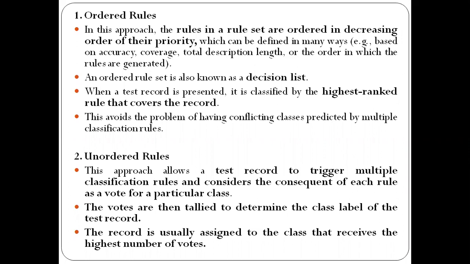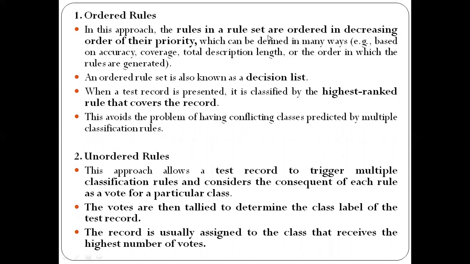If we get a test record, it will be covered by the highest priority rule, that is, the highest ranked rule in the rule set, because the rules are ordered in decreasing order.